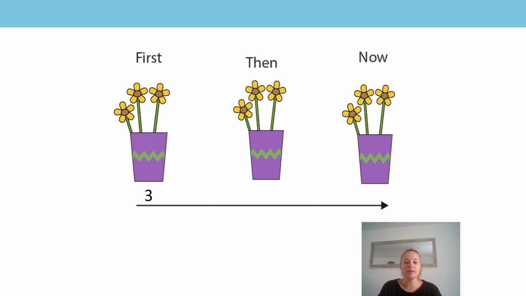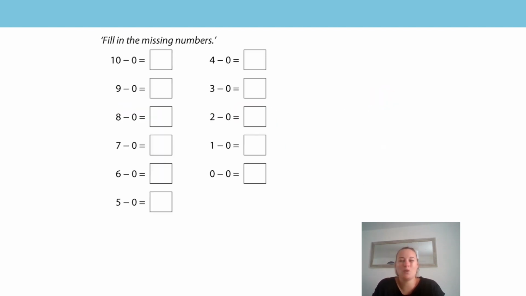So we have 3 flowers. 0 were taken away, 0 flowers were taken away. And now we still have 3 flowers. And the equation is 3 subtract 0 equals, fabulous, equals 3. And that's because when we subtract 0 from a number, the number remains unchanged. Fabulous. It's like magic for maths, isn't it? Okay, we're super clever. We're really good at this.